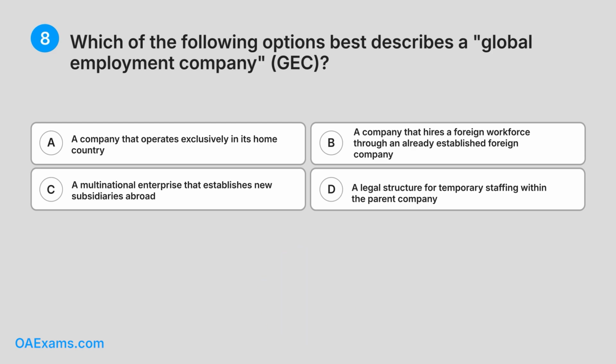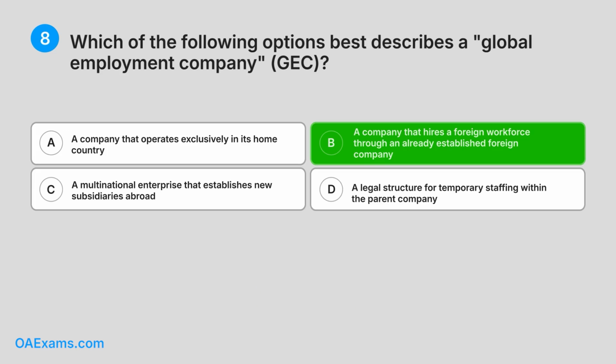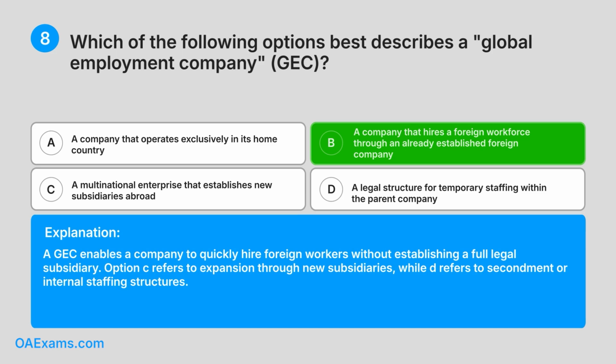Correct answer, B. A company that hires a foreign workforce through an already established foreign company. Explanation. A GEC enables a company to quickly hire foreign workers without establishing a full legal subsidiary. Option C refers to expansion through new subsidiaries, while D refers to secondment, or internal staffing structures.